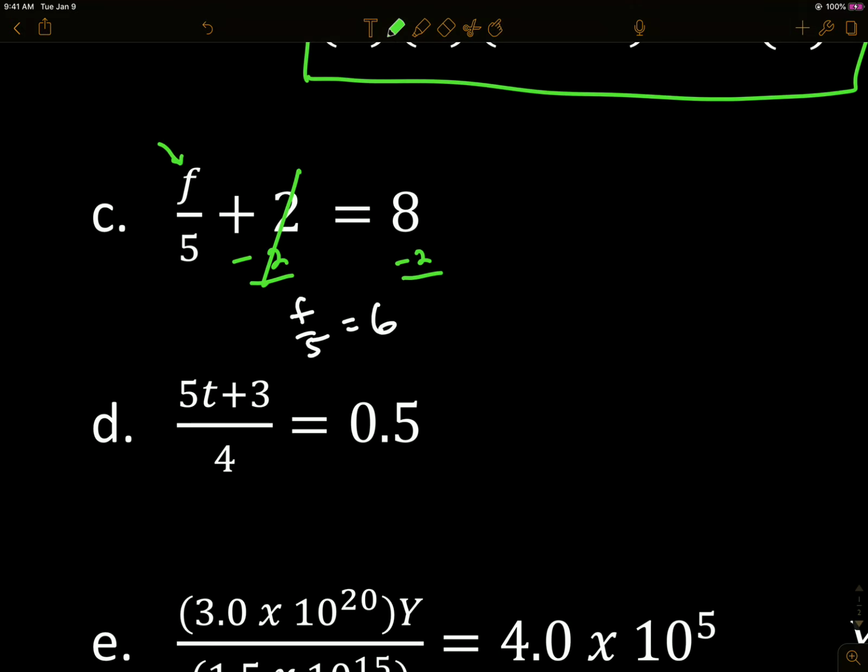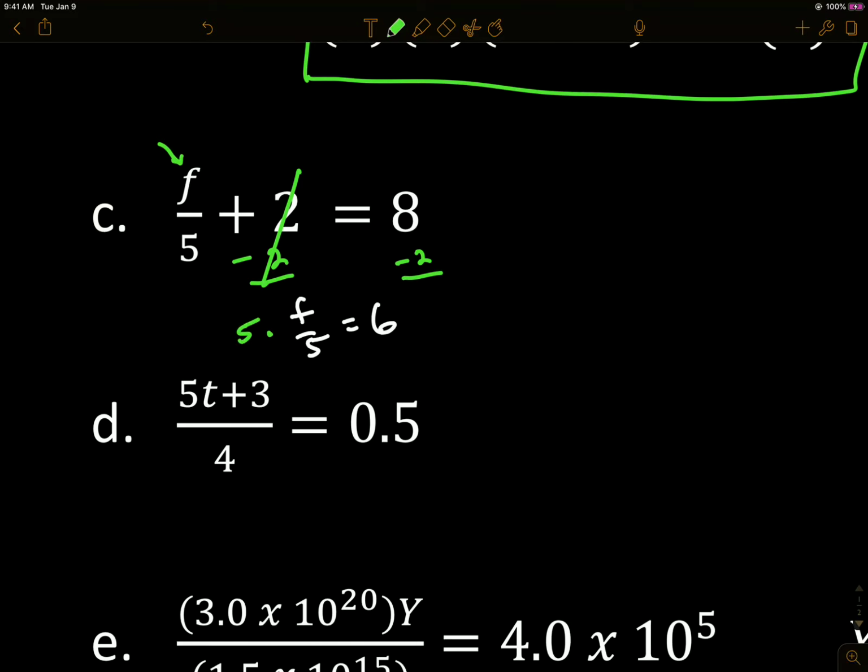Now from here, I want to undo the divided by 5. So I multiply both sides by 5, and I get f equals 30. All right, so you should be fairly comfortable with that. And so on D, you have to solve for t. I'll leave you to that.